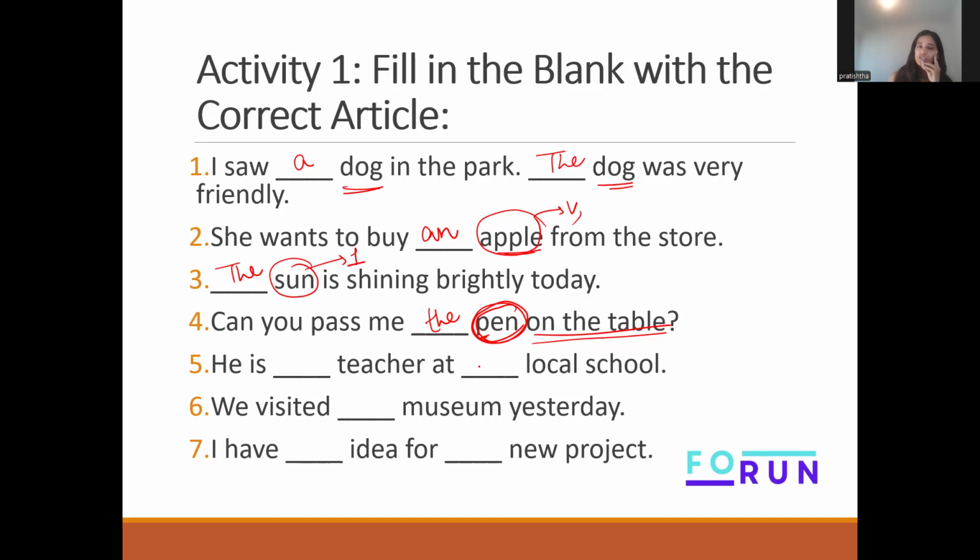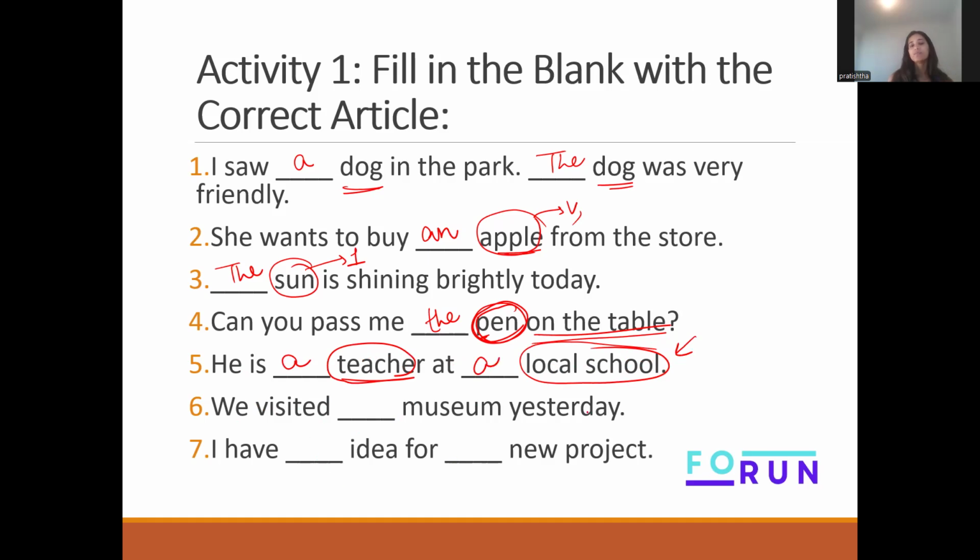He is dash teacher at dash local school. First of all, here the object is teacher, here the object is local school, right? Now he is dash teacher. He is the teacher? No, because it's not a particular teacher. He is a teacher at dash local school. Which local school? Probably that city has a lot of local schools. So nothing is mentioned, nothing particular is being said about this local school. So, at a local school.